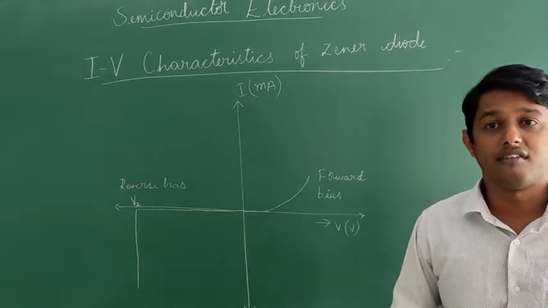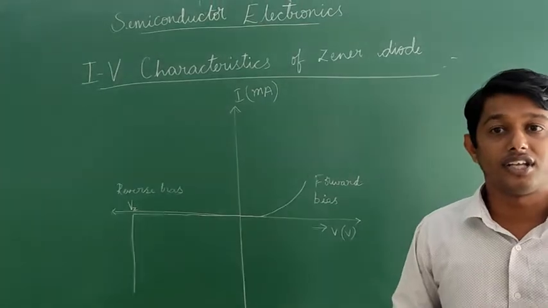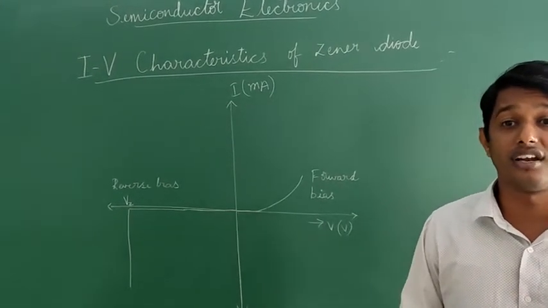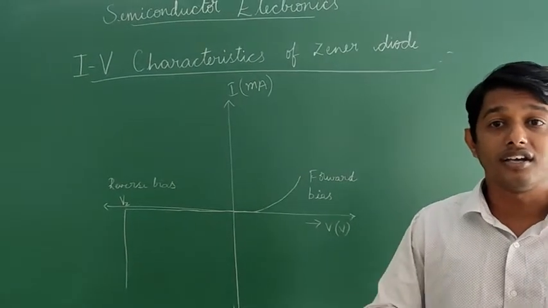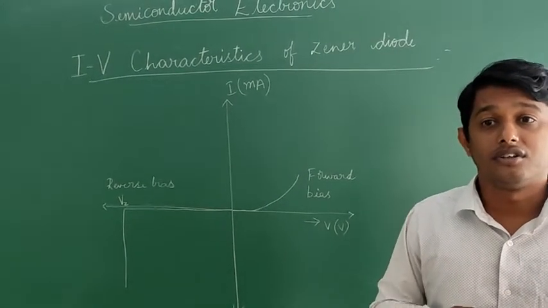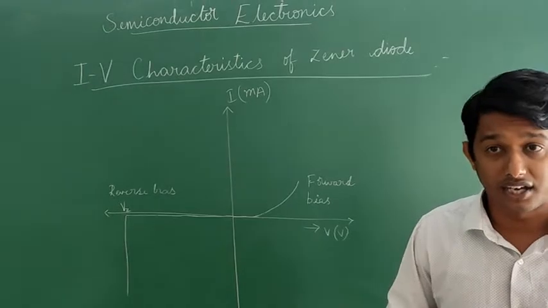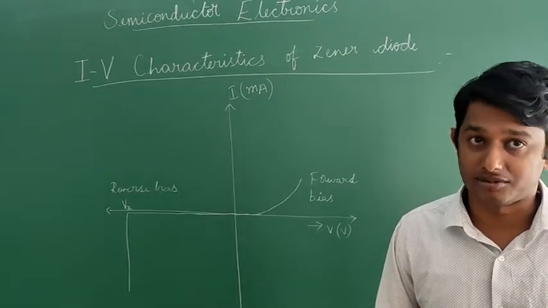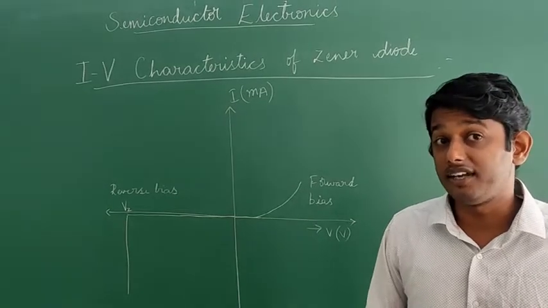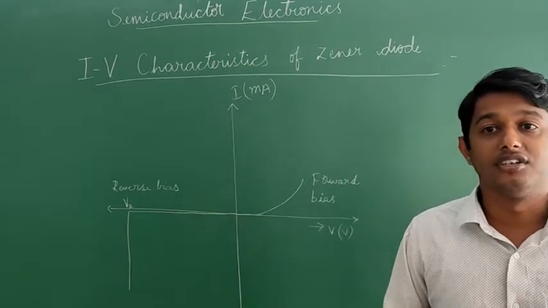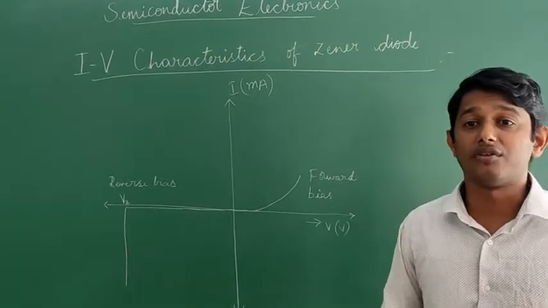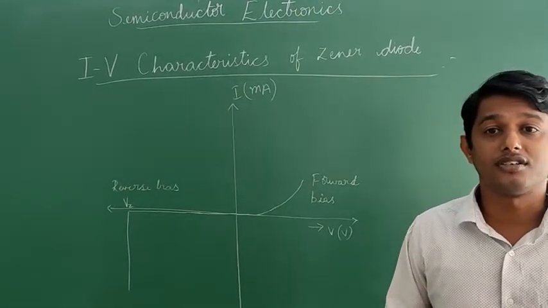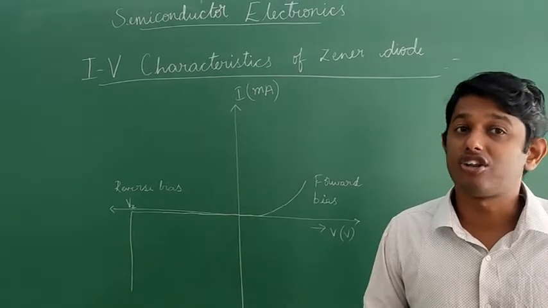In other words, we can say that Zener voltage remains constant even though the current through the circuit varies over a wide range. This property of the Zener diode is used for regulating supply voltages so that they are constant.